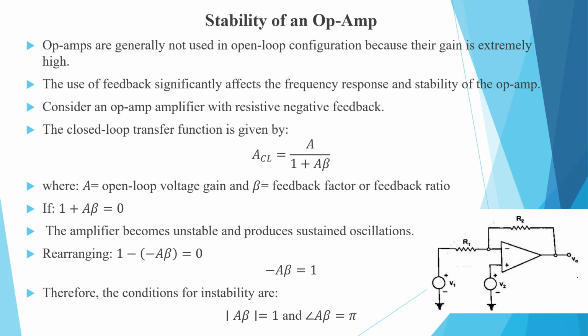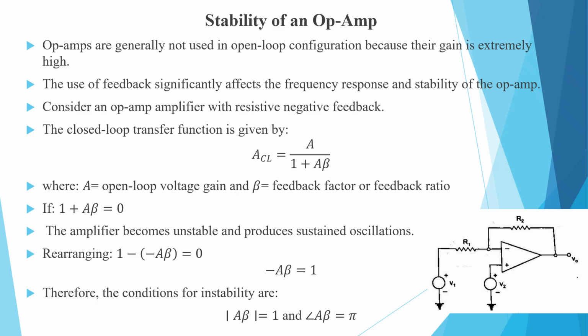Stability of an op-amp. In open loop mode, an op-amp has extremely high gain, making it highly sensitive and difficult to control. Therefore, op-amps are usually operated with negative feedback to obtain stable and predictable performance. Feedback changes the gain and frequency response characteristics of the amplifier.